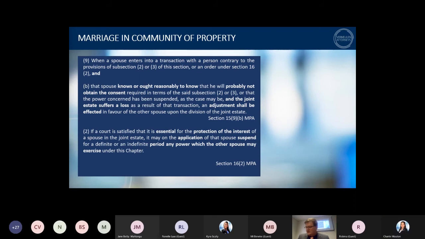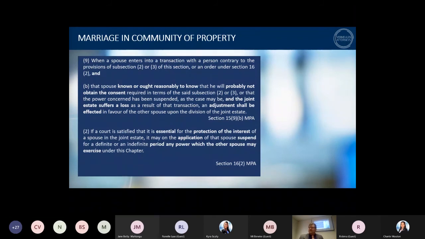Okay. So test number one is the spouse knows or ought reasonably to know that they will probably not obtain consent. Once you've proven that, there is still a second leg that you need to go through, and that is that the joint estate suffers a loss. Now, what is that loss?